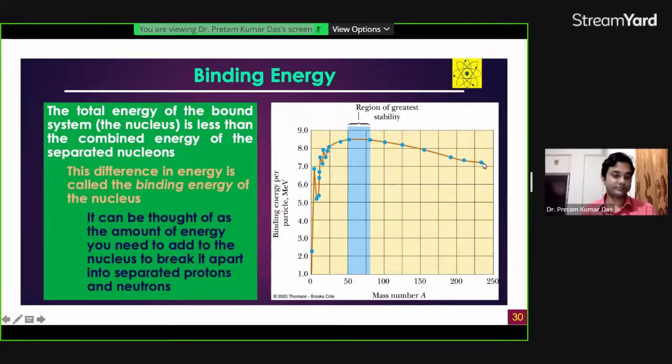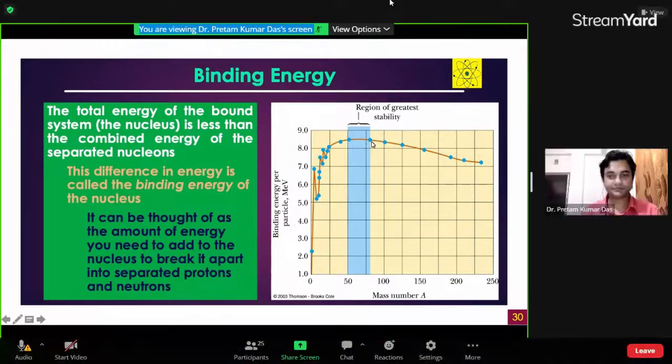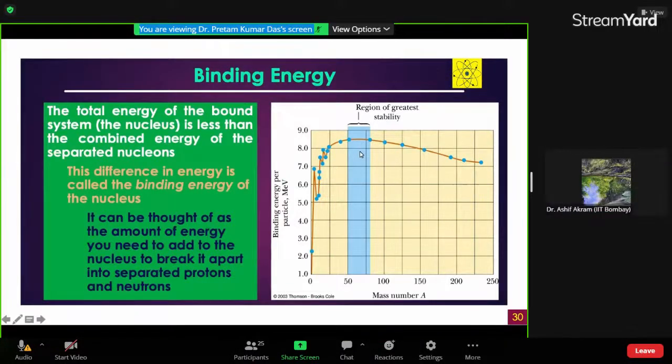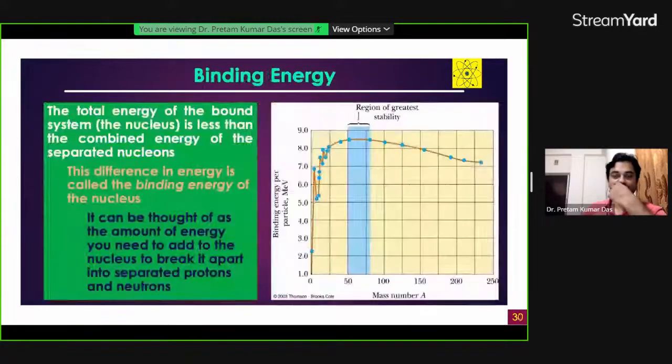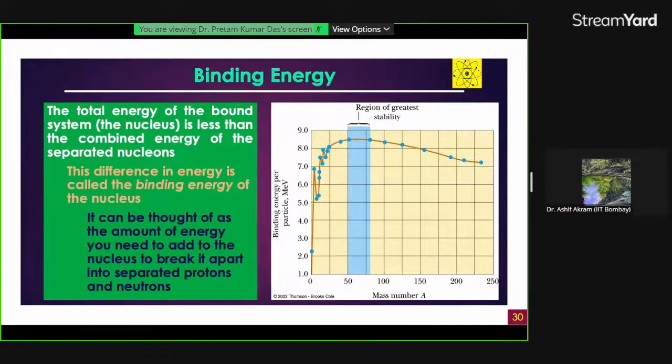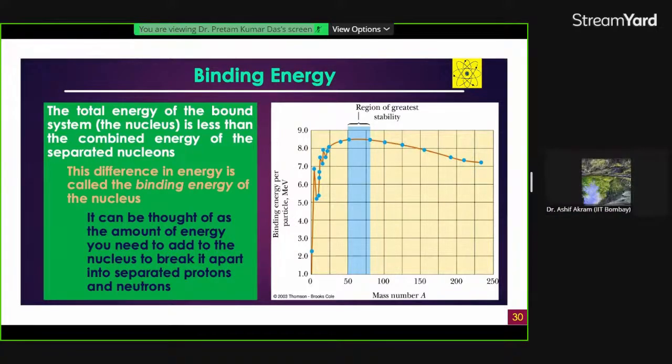So if I go to relatively lower mass number, lower than 50, let's say, we see for higher mass number there are spontaneous alpha decays, as well as beta and gamma decays. But for lower than 50, let's say 30 or 35, we don't see spontaneous alpha or beta decay. So what is the reason for that?